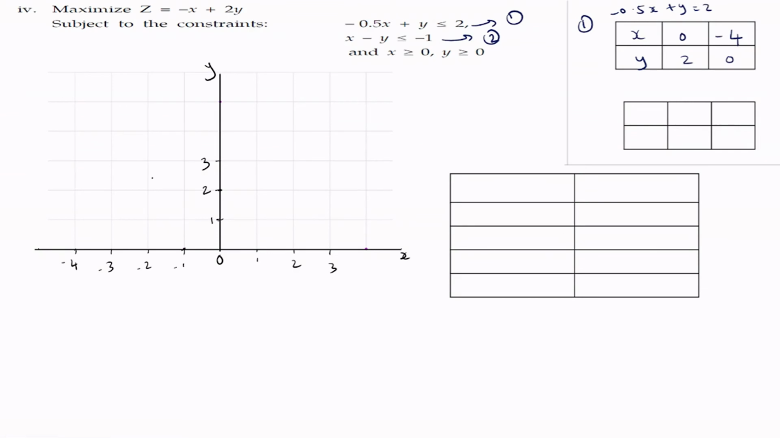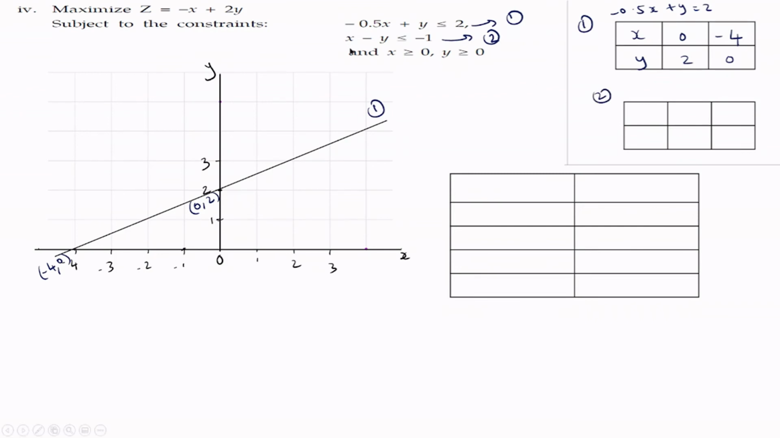this line. So this is 0, 2 and here we have minus 4, 0. Now let us draw a line joining these 2 points. So this is the first equation. Then moving on to the second one.